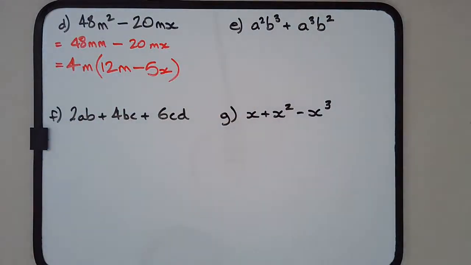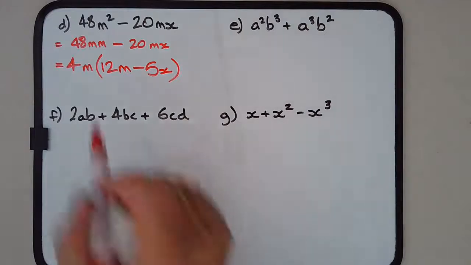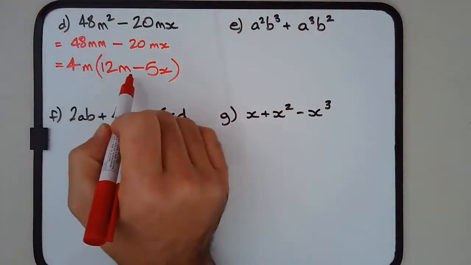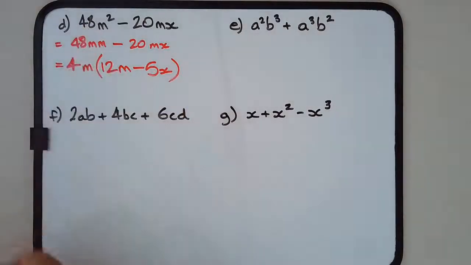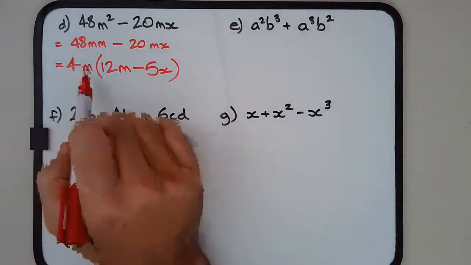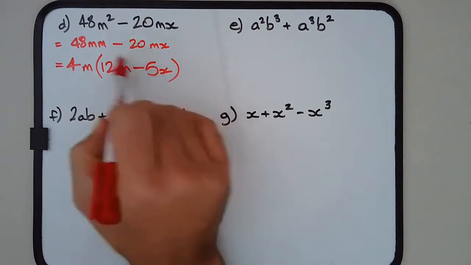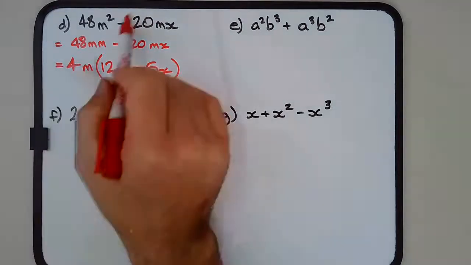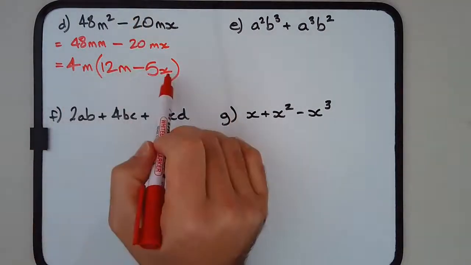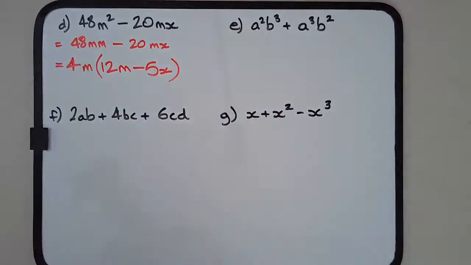Okay, now, how do we know it's right? Expand it again. 4m times 12m. 4 times 12 is 48. M times m, m squared. Check. 4m times negative 5x. Well, 4 times negative 5, negative 20. Okay, so negative 20 there. M times x, mx, another check. Happy. Okay, that's your check.